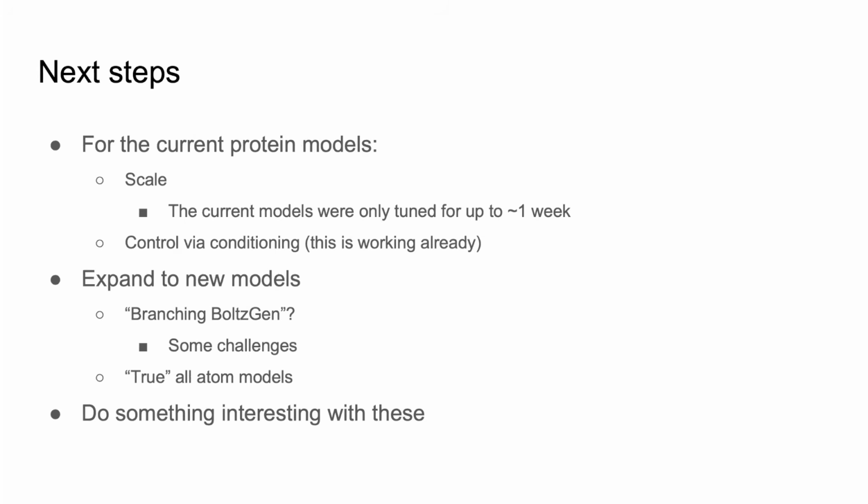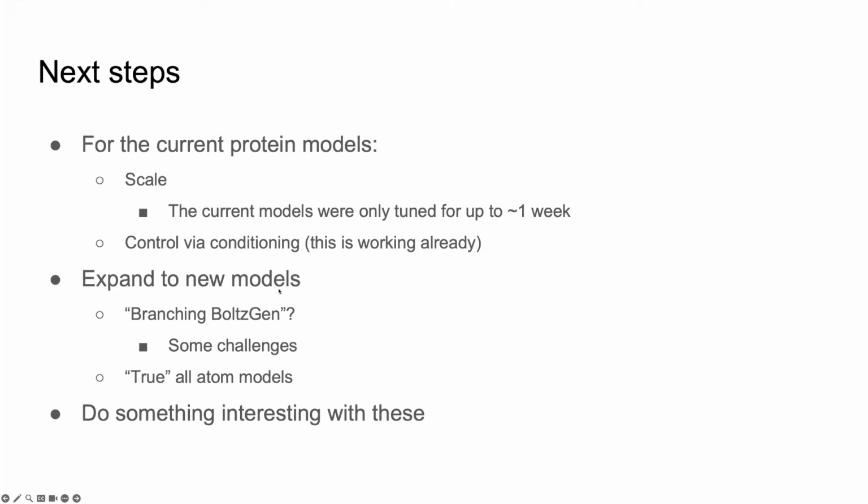And the next steps, we want to try and scale the current protein models. We've already got versions that are available now that you can condition on things. So you can say make something that has the same rough size and secondary structure composition as a nanobody, and it'll design things that are nanobody-like. So that all is working at least initially quite well.